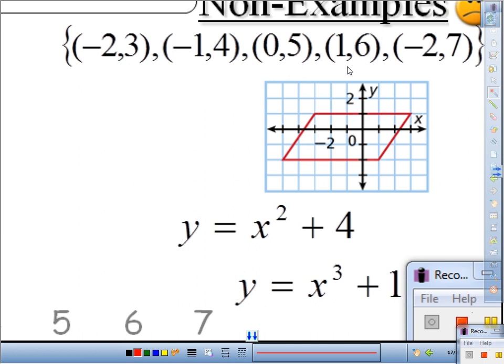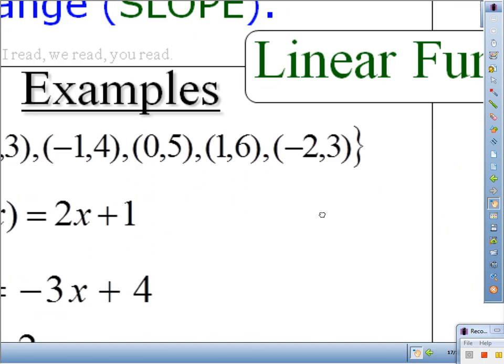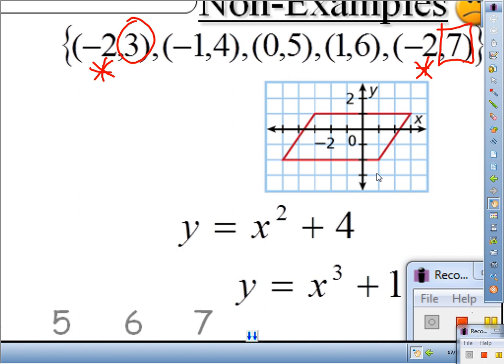Let's see, Ryan, why is that one not a function? There's two -2's of x, but they don't have the same output. This one is 3 and this one is 7. That is correct. That's why it's not a function. Now, what did we say about the examples that I showed you over here, that these make a straight what? Line. Okay, look at this graph. Obviously, this is not a function because it's not a straight what? It's a rhombus, and a rhombus has a bunch of different lines or line segments. That's why that's not a function.